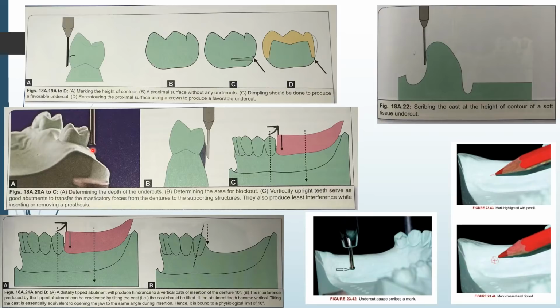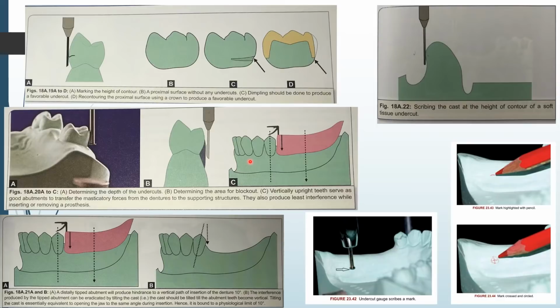Next is determining the location of the undesirable undercuts. Now we have seen undesirable undercuts are those which are soft tissue undercuts or bony undercuts. Undesirable undercuts should be blocked out or filled. So this is the undercut over here. This was an undercut, and this is blocked out with wax. Usually this blocking out is done on a master cast, before duplicating it to a refractory cast. So this is blocking out of the undercut.